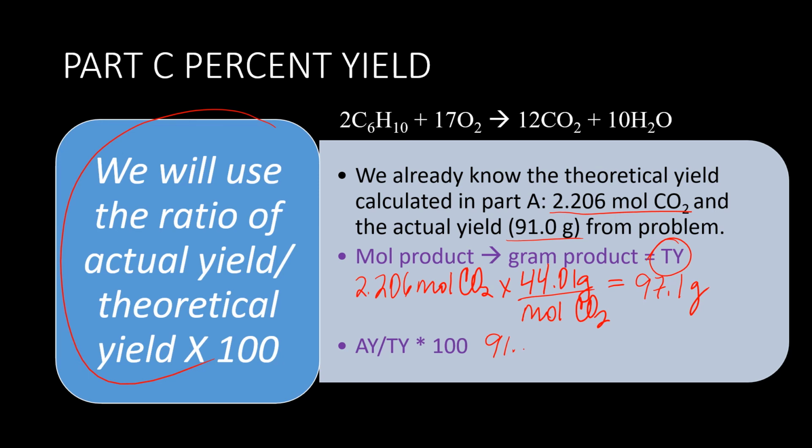Now we're going to deploy our formula. Actual yield is 91.0 grams. Theoretical yield, which we just calculated, is 97.1 grams times 100 to get the percent. And we're going to find out that we did fabulously well in conducting this reaction. We actually got 93.7% yield, a number upon which any chemist would congratulate themselves.